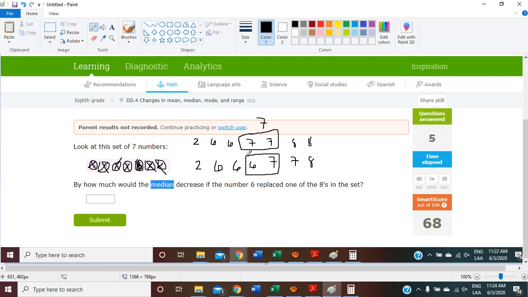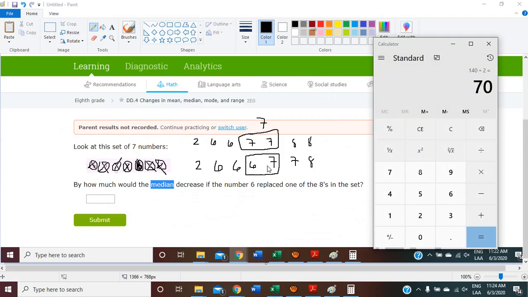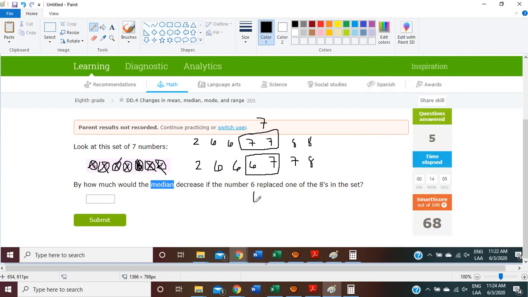So the median is in the middle of these two numbers. So if we do the operation like 6 plus 7 divided by 2, it is 6.5. Okay, so our new median is 6.5. Okay, so by how much will the median decrease? From 7 to 6.5, the decrease is 0.5. Okay, so that's going to be our answer.